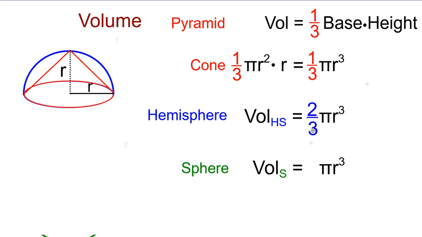So 2/3 pi r cubed is twice as much as the cone with the same basic dimensions, which would be 1/3 pi r cubed, which came from our formula from the pyramid. Then if the hemisphere is 2/3 pi r cubed, the volume of the sphere is just going to be twice that amount, which is 4/3 pi r cubed. So our cone, the red figure, is 1/3 pi r cubed. The hemisphere is 2/3 pi r cubed, which is twice as much. And the sphere is twice as much as the hemisphere, which is 4/3 pi r cubed.